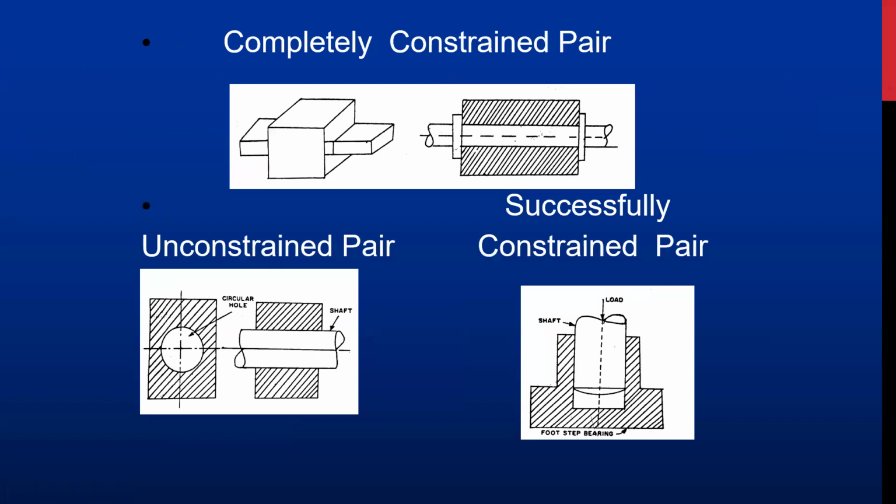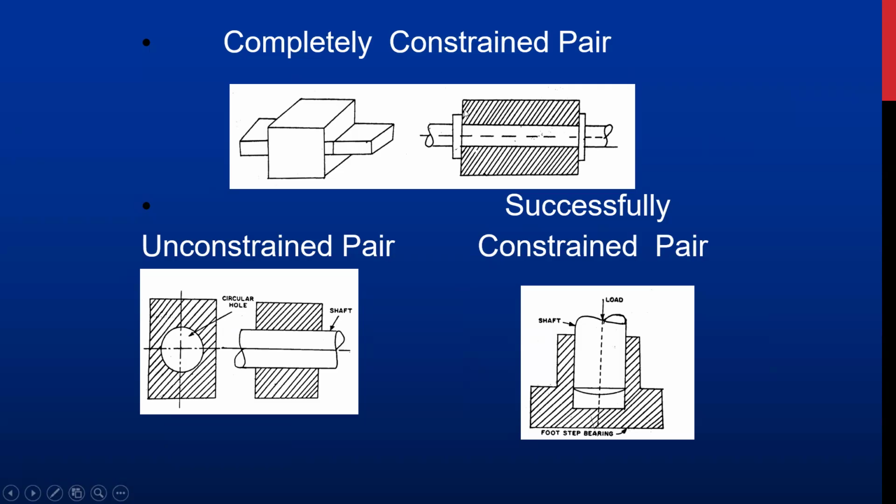Now, let's look at what we call completely constrained pair, as well as unconstrained pair, as well as successfully constrained pair. For a completely constrained pair, let's consider the slider bar. Our slider bar is passing through this rectangular bar, meaning there's only one direction. So this body can only move in one direction by this inner bar sliding through.